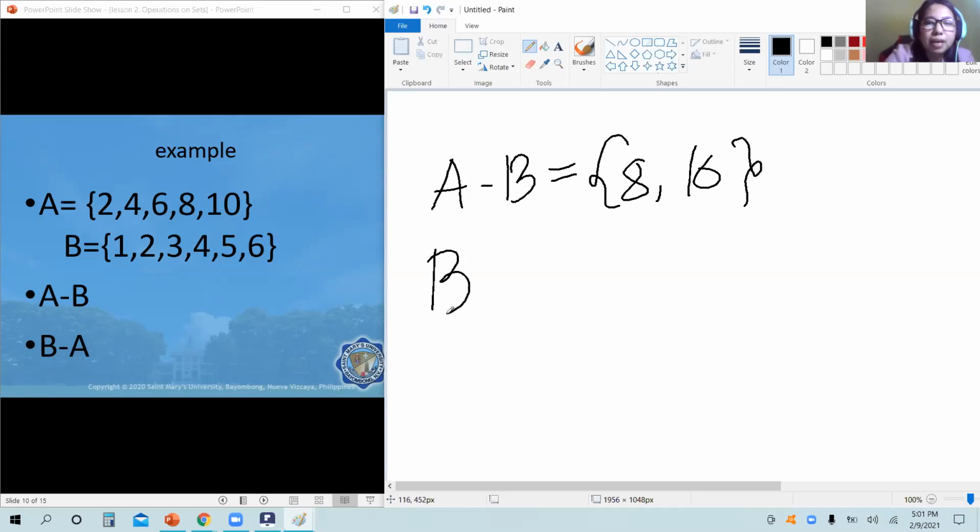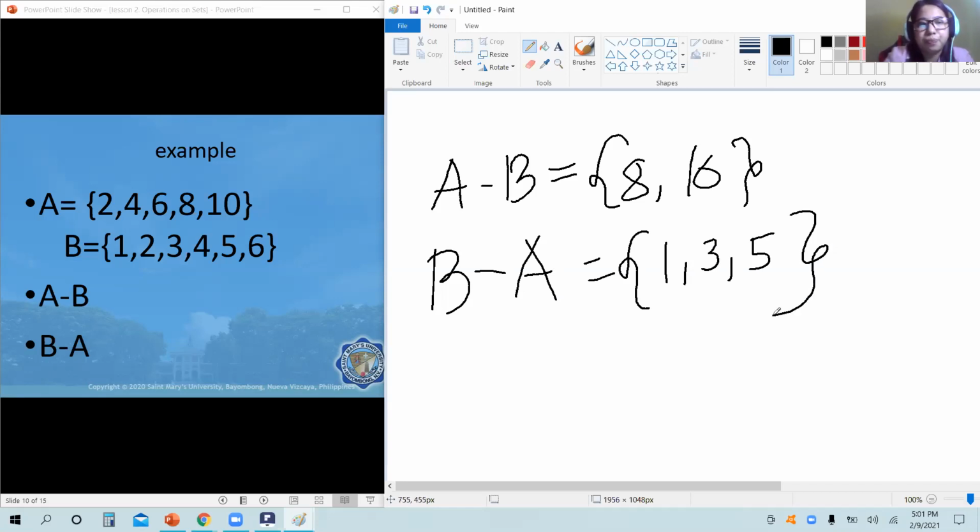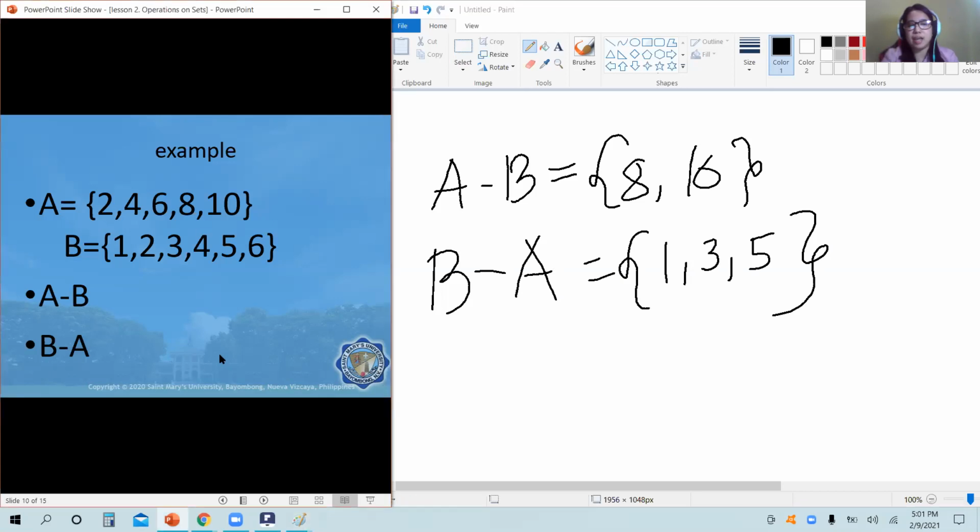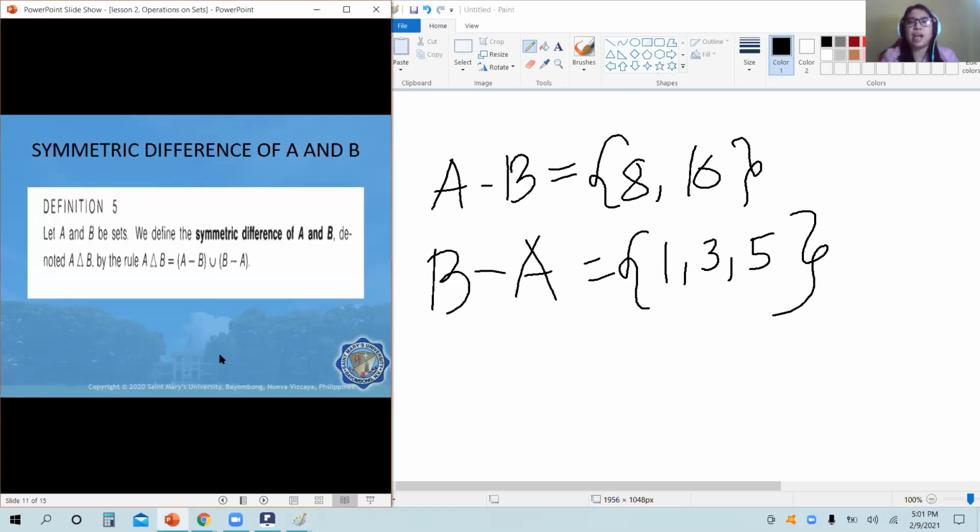How about B minus A, or the elements in B not in A? As mentioned, the values that are common are 2, 4, 6. So that means the elements in B not in A are 1, 3, 5. So we have B minus A. Let us move to our next slide.